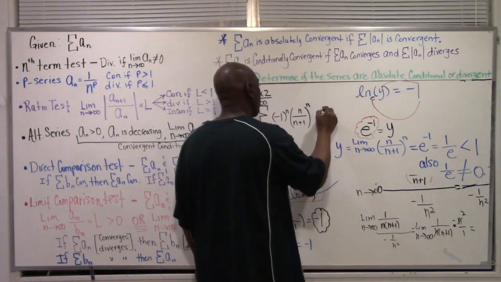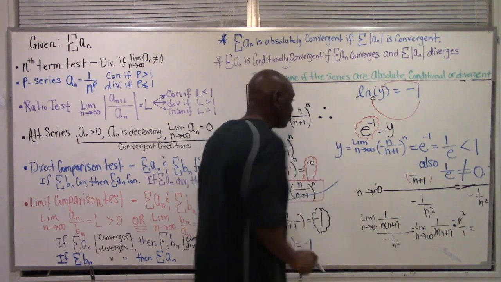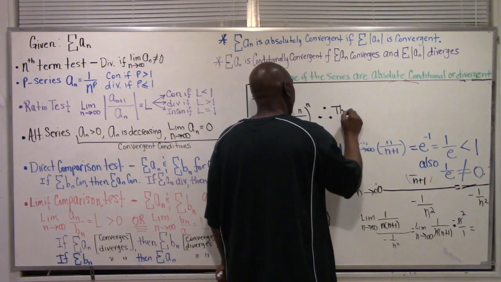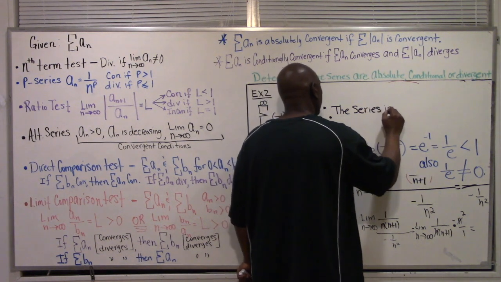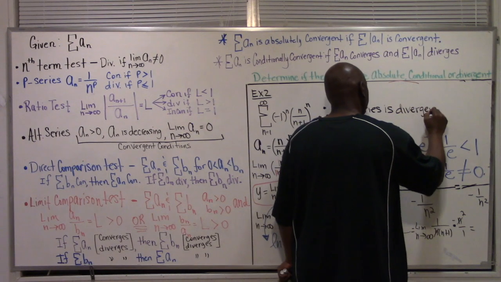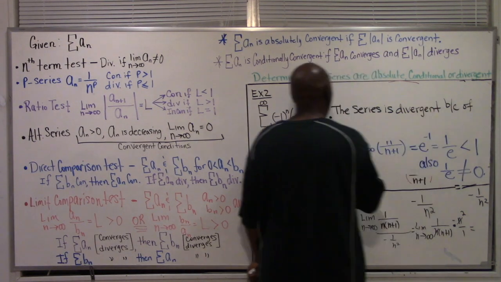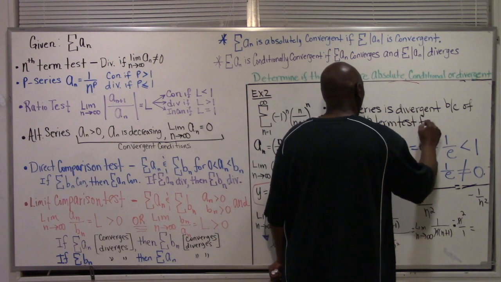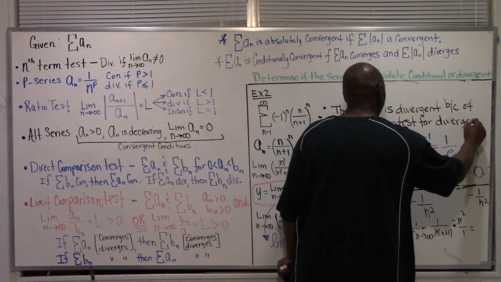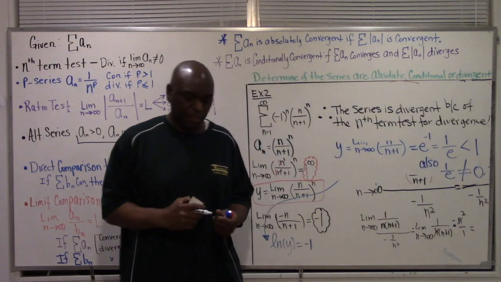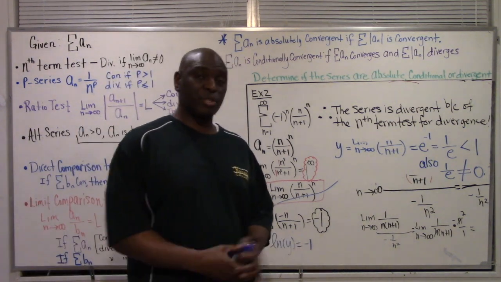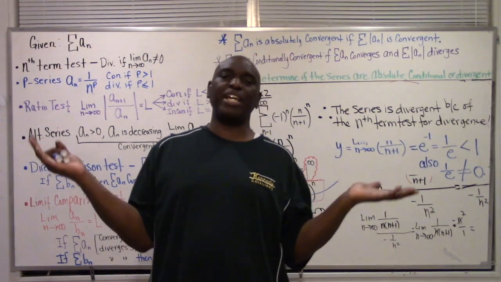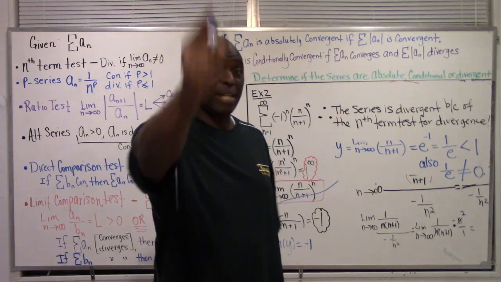Therefore, the series is divergent because of the nth term test for divergence. Why? Because our limit does not equal 0. Had it equaled 0, it couldn't tell us anything. But since it's something other than 0, it's divergent.